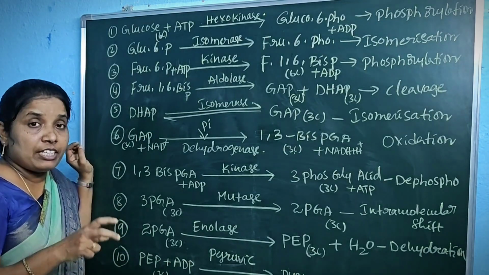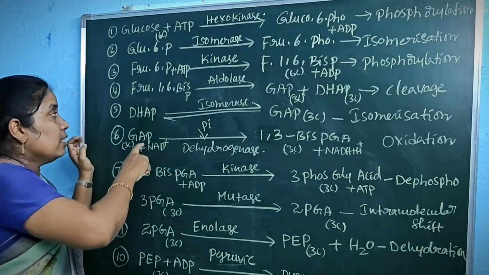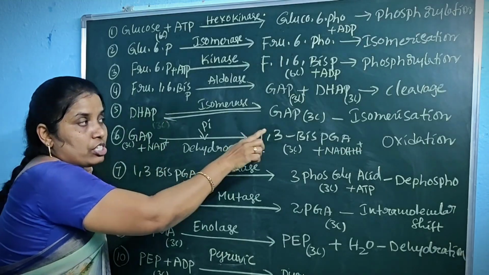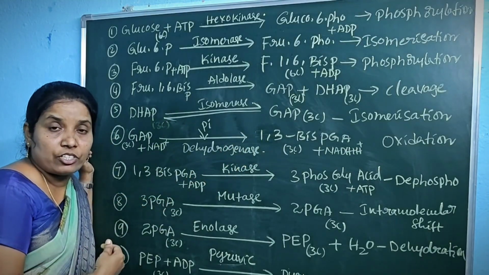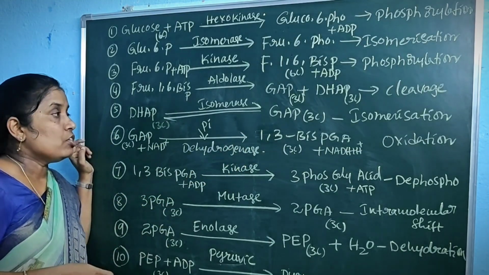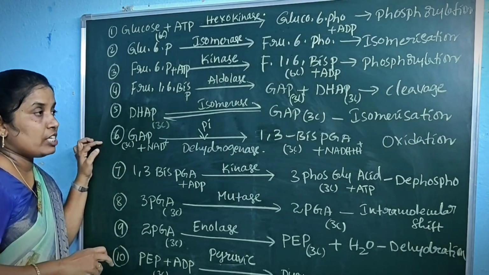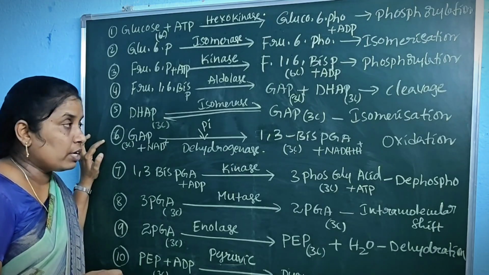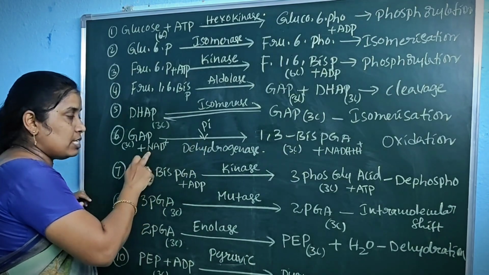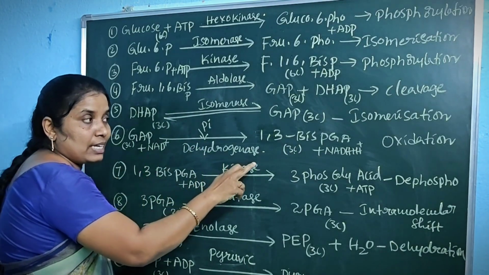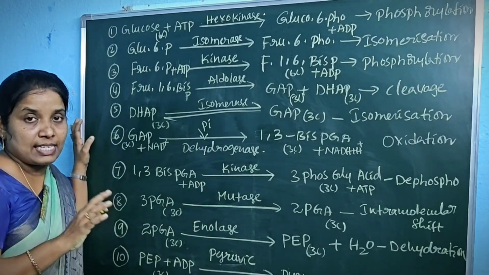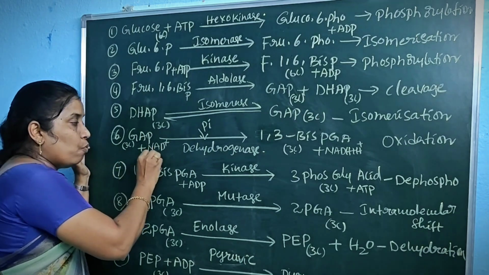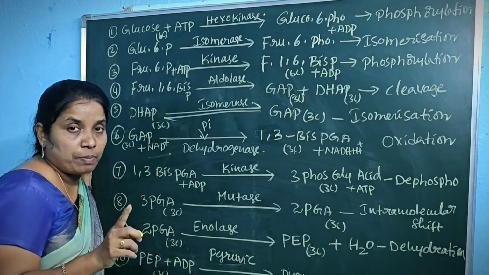So the fifth step is isomerization again. There DHAP, which is a 3-carbon compound, converts into GAP. In the next reaction, only GAP participates. So in the sixth reaction, GAP undergoes oxidation, oxidative phosphorylation. One phosphate is also added to the GAP, then GAP converts into 1,3-bisphosphoglyceric acid. This step is called oxidation. In this step, one NAD converts into NADH plus H plus.